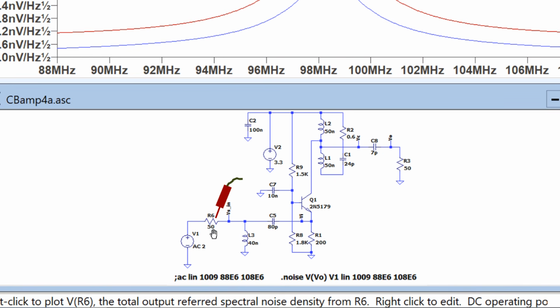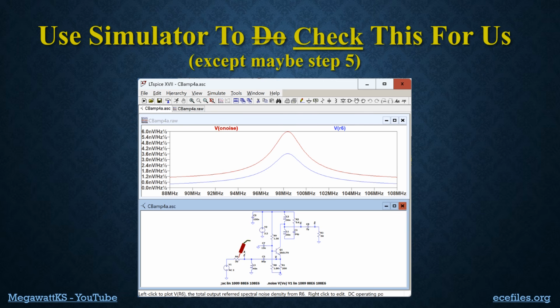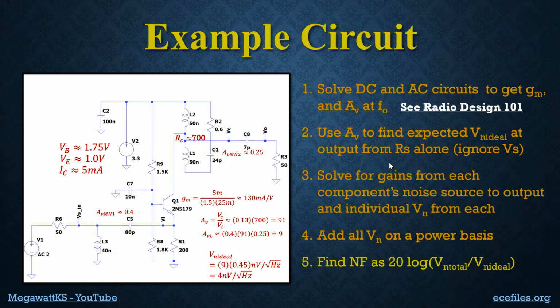Now this is the antenna source impedance contribution, and it gives us this blue curve. We calculated 4, and this says it's 3.6. So hey, that's pretty close. I'm kind of satisfied with that for analysis purposes. But we're not done. What we need to do next is solve for the gains from each component to the output. I'm just going to do a couple of these, and I'll start with the really easy ones.